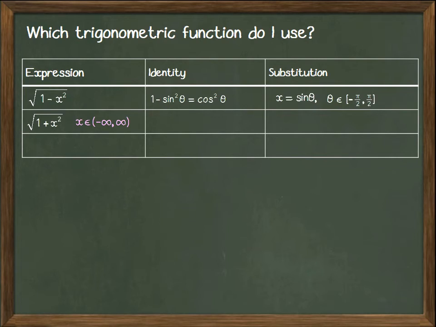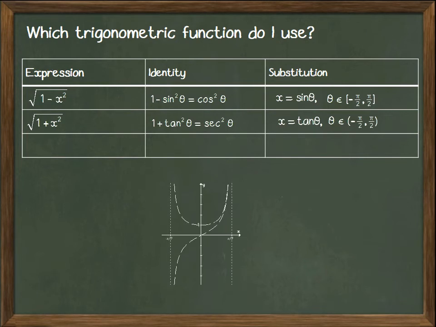So, which trig function will we use in this case? Well, we know that the tan function has a range from minus infinity to infinity, and we know that 1 plus tan squared theta is equal to sec squared theta, which implies that x equal tan theta is a suitable substitution in this situation. Now we will restrict theta to the open interval minus pi over 2 to pi over 2, because on this interval, the tan function is one-to-one and ranges from minus infinity to infinity, and also the sec function, which is the other function in this identity, is positive on this interval.